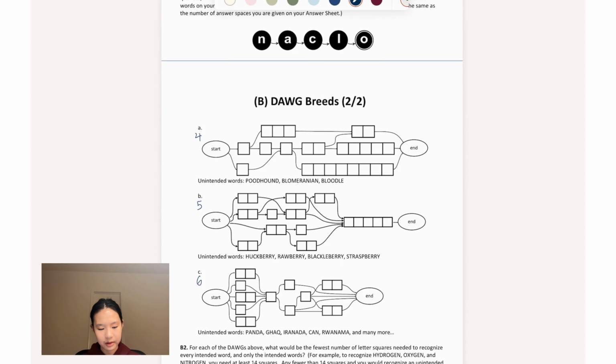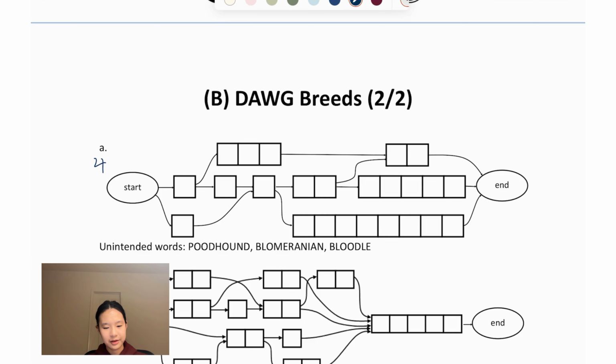For part A, the unintended words are poodhound, Blomeranian, and bloodle. From this, I can see that these are probably going to be dog breeds, and some of the most likely dog breeds are bloodhound, poodle, and Pomeranian. Since there are 4 spaces, we are missing 1 word, and we can figure that out as we fill in this DAWG.